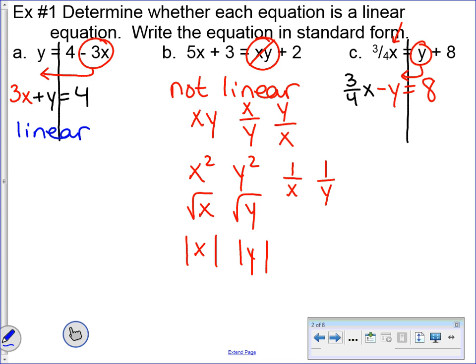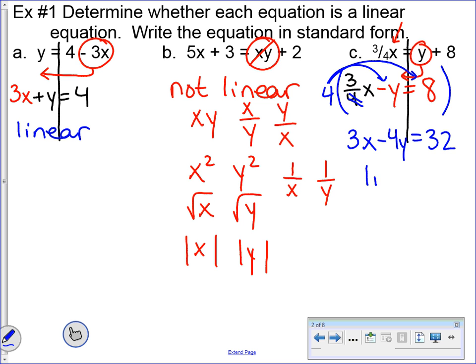However, we do have a fraction. So what we're going to do is multiply, not by the reciprocal, but by the denominator. Just the denominator will cancel out the 4, leaving you with a 3x. But don't forget to use distributive property and multiply the 4 times negative y to give negative 4y, and 4 times 8 to give you 32. Now we have everything in its correct position. We have the x first, and we have no fractions, no decimals, and the 3 is positive. This is now in standard form, and we can say with certainty that it is a linear equation.